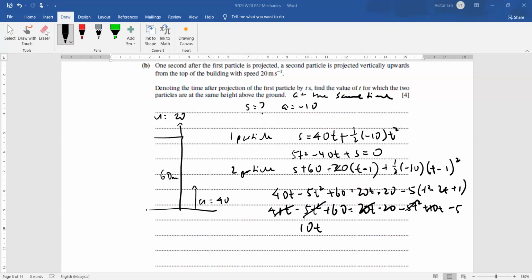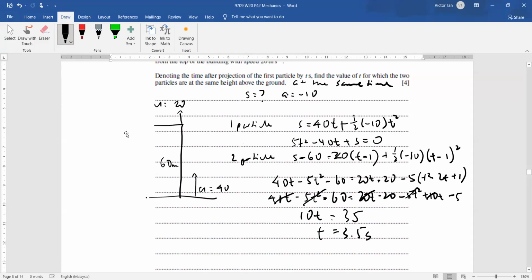Okay, something is wrong. This should be S minus 60, because it's 60 meters above the ground. So you have 35T, 0.5 seconds.